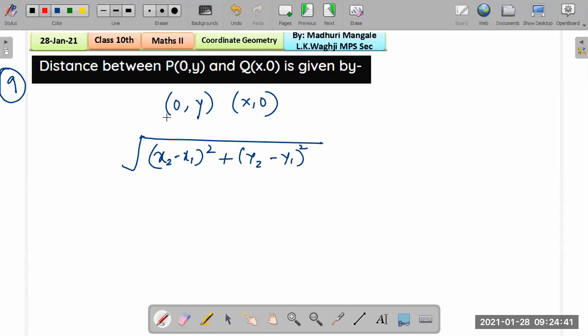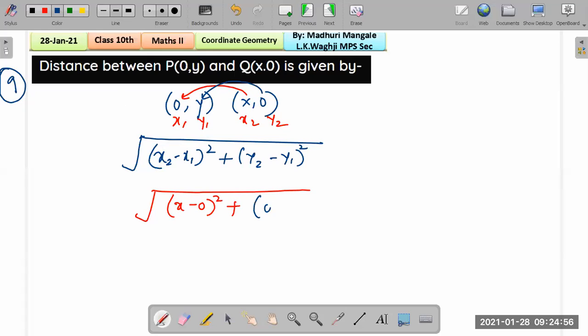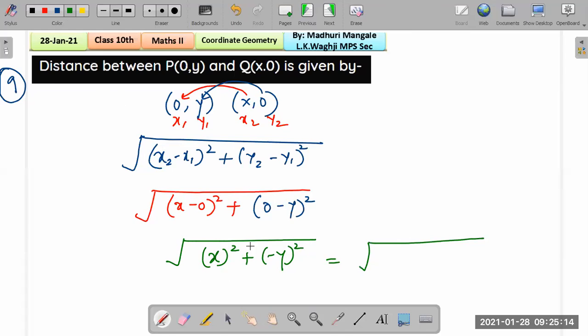Let's work it out. So this is x1, this is y1, this is x2, this is y2. Just substitute x2 minus x1, that will be x minus 0 the whole squared plus y2 minus y1, that will be 0 minus y the whole squared. Correct, students? And then x minus 0 will be x. So x squared plus 0 minus y is minus y squared. And simplify this. What is square of x? That is x squared. What is square of negative y? What is square of negative y? Plus something, and that is your answer.